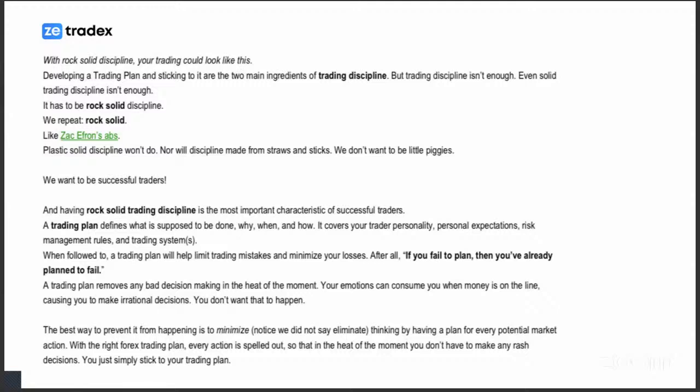Notice that we did not say eliminate. We used the word minimize, because with the right forex trading plan, every action is spelled out, so that in the heat of the moment, you don't have to make any rash decision. You just simply stick to your trading plan. So this is very ideal when it comes to quick decisions, momentum of the market, and the rest of it like that. To the next page, please.